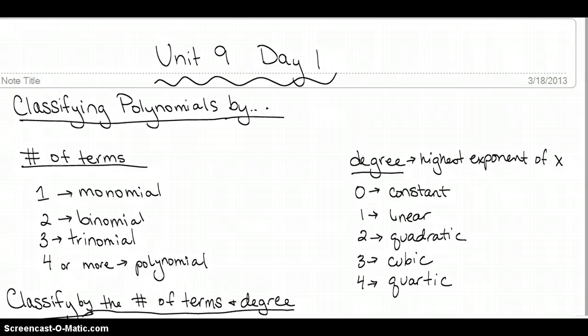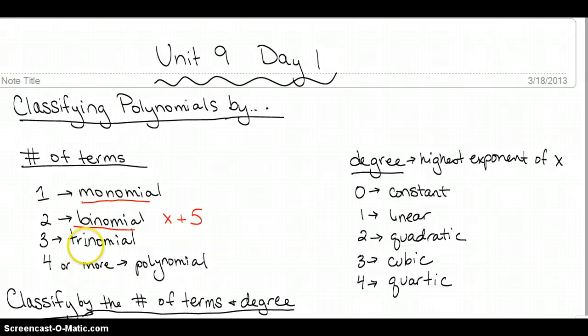There's two different ways that you're going to be asked to classify a polynomial. One of the ways is by the number of terms. So you're going to look and see how many different things are being added and subtracted together. Once you figure that out, then you can classify it. So if there's only one term, it's called a monomial. If it's got two terms being added, so something like x plus 5, two things are being added, that's a binomial. Think of a bicycle has two wheels, binomial has two terms.